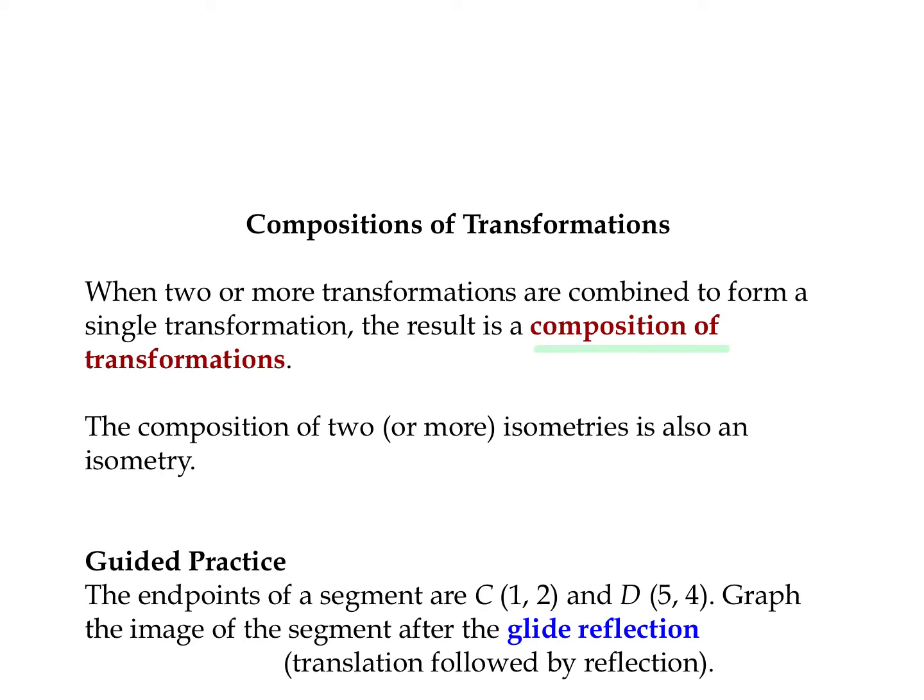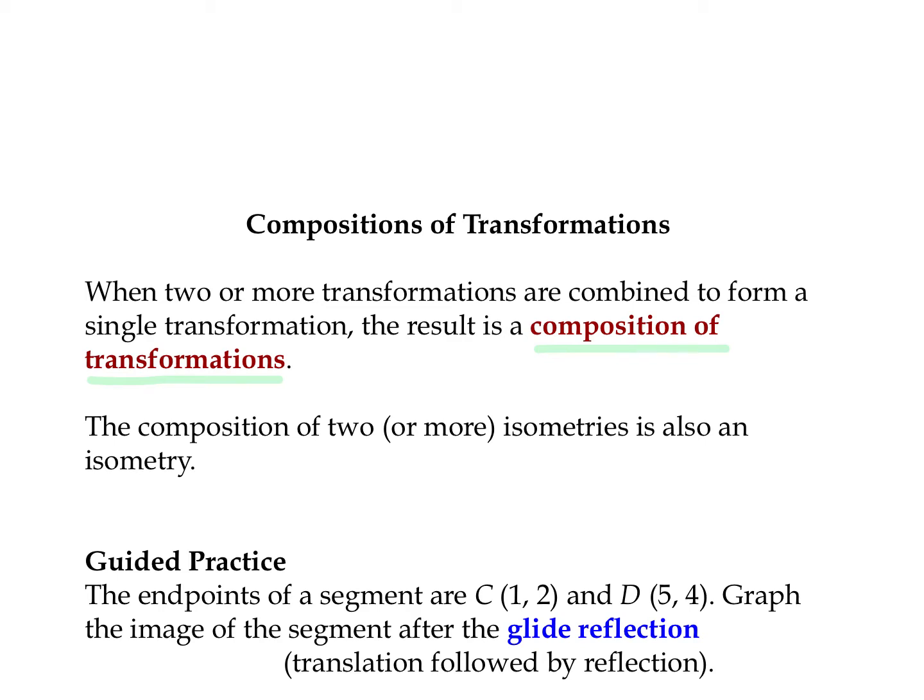Compositions of transformations are when we put two or more transformations together within the same problem. We're going to do two at a time here, but you could do more. And also remember that an isometry is when the original figure, the preimage, is congruent to the image. And even if we do two transformations, that isometry is going to stay through all of those. So if you have composed more isometries, you still have an isometry and it's still congruent at the end.